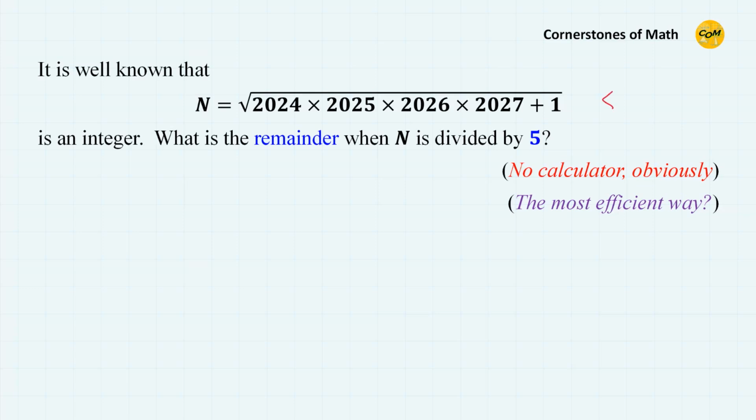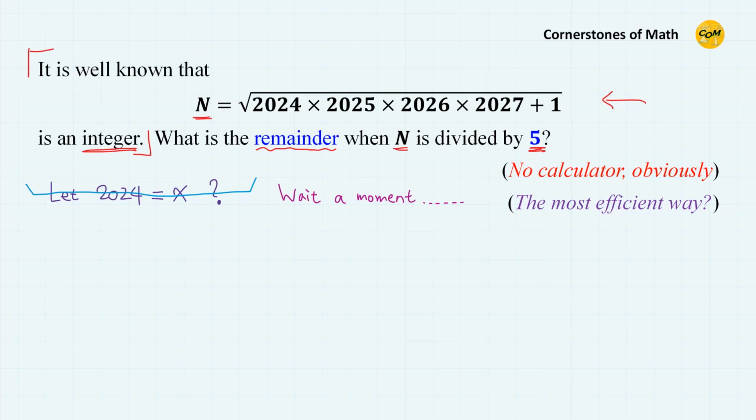Perhaps you may have seen this kind of expressions. In fact, you may have seen this kind of expressions over and over. So instead of just simplifying this expression, I've come up with a slightly different problem right here. It is a bit too well known that n right here, defined as the square root of 2024 times 2025 times 2026 times 2027 plus 1, is an integer. So instead of finding the value of that integer, let us find the remainder when that integer n is divided by 5.